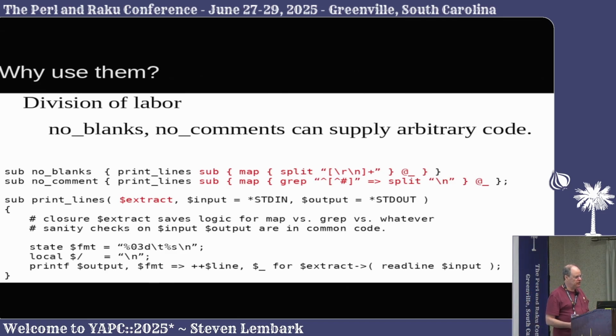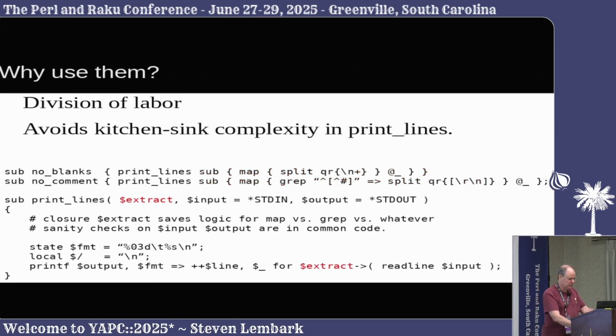So instead of trying to put all of the logic for all the different things I would do in a huge switch in print lines, I can start here and say, well, give me something that extracts what has to be printed from a read line. So if I set readline, if I go in the bottom here, I call extract readline of input.